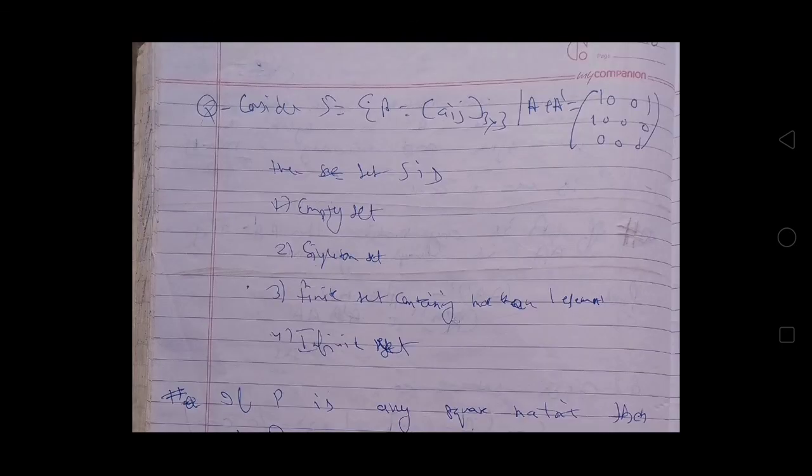So see this question. Consider S is the collection of matrices A of order 3 cross 3 in which the entry has been denoted by Aij such that A plus A dash is a matrix like this.